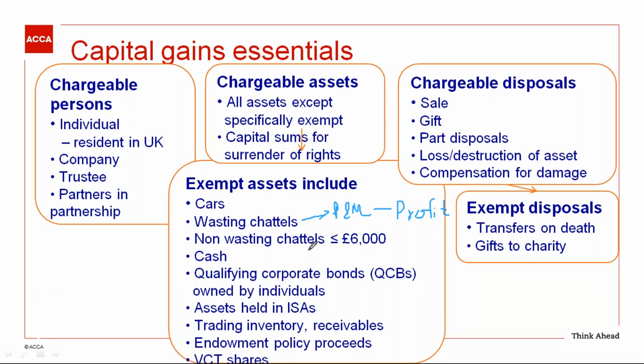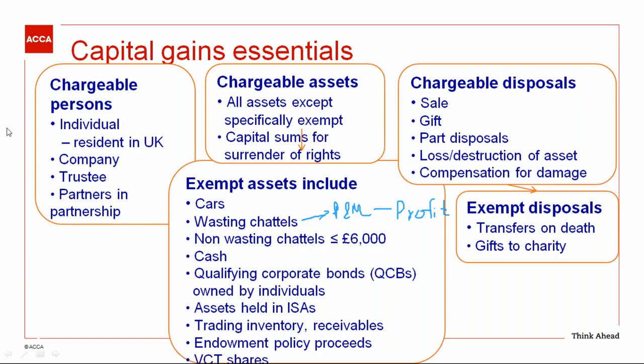However, wasting or non-wasting, if you have bought and sold them for 6,000 pounds or less, we call it the 6,000 pounds rule. Even if it is a non-wasting chattel, if you have bought it and sold it for 6,000 pounds or less, then they are exempt from CGT. Non-wasting chattels are normally chargeable for the purpose of CGT, but if you have bought and also sold for 6,000 pounds or less, then it's completely exempt from CGT.